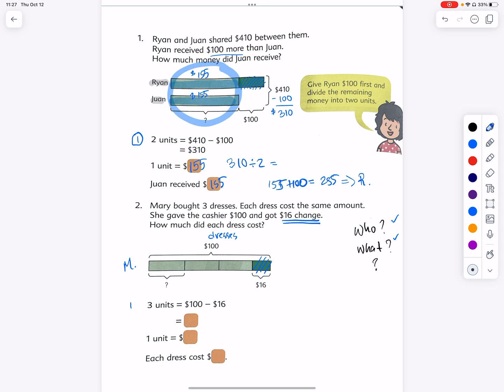Well, step 1. 100 minus 16. Mary spent $84 on 3 dresses. So altogether, these 3 dresses cost her $84. And now, to find each dress, how much did each dress cost? 84 divided by 3. And I will let you do the math.